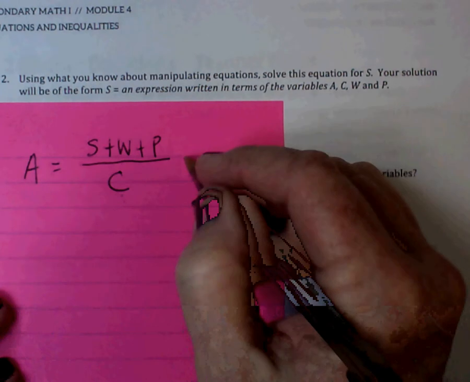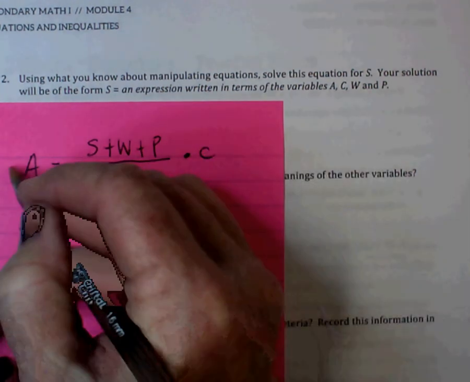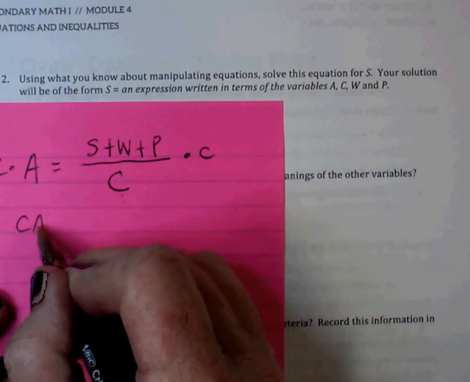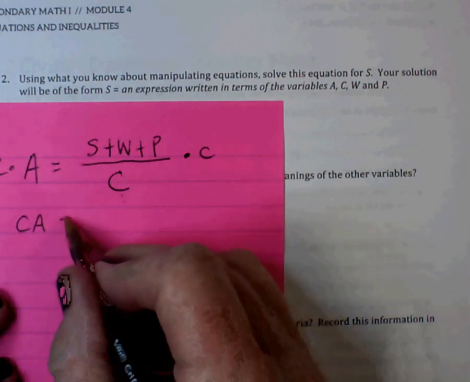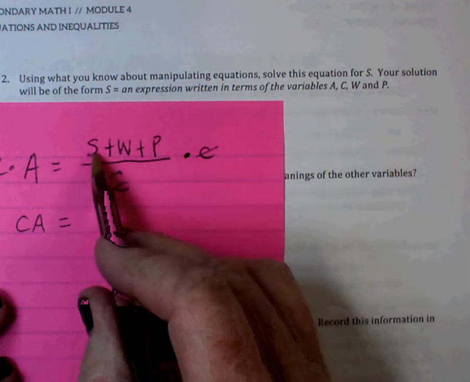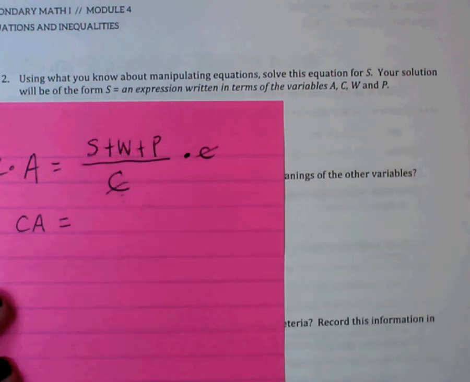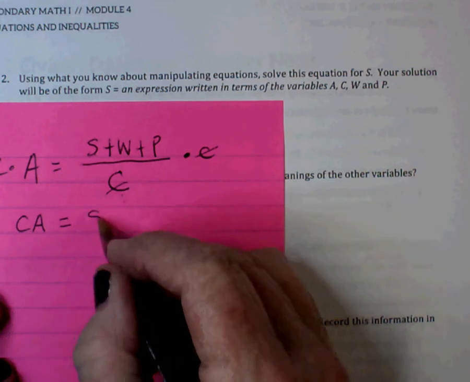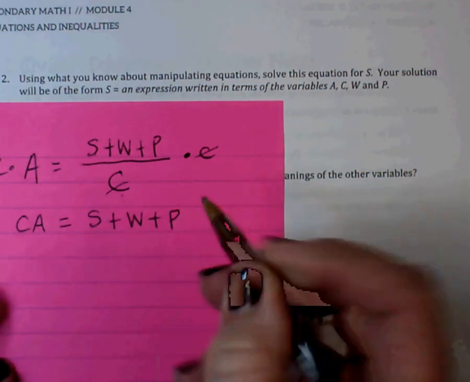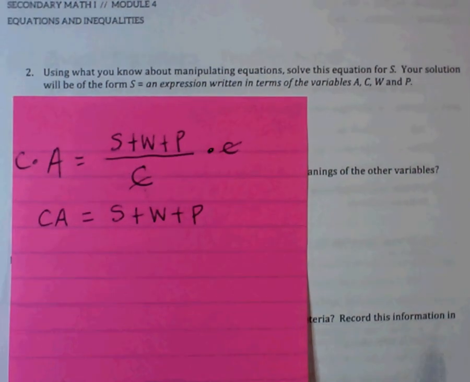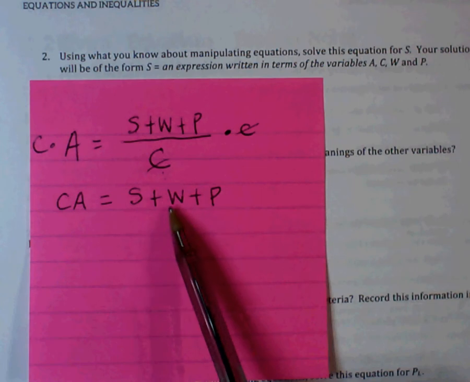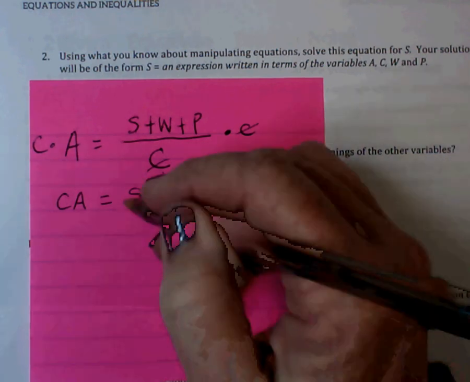So if we multiply by C, we end up with CA equals, C divided by C is just 1, so it equals S plus W plus P. And now, the way we undo that is just subtracting the things we don't want. And I'm trying to isolate my S.